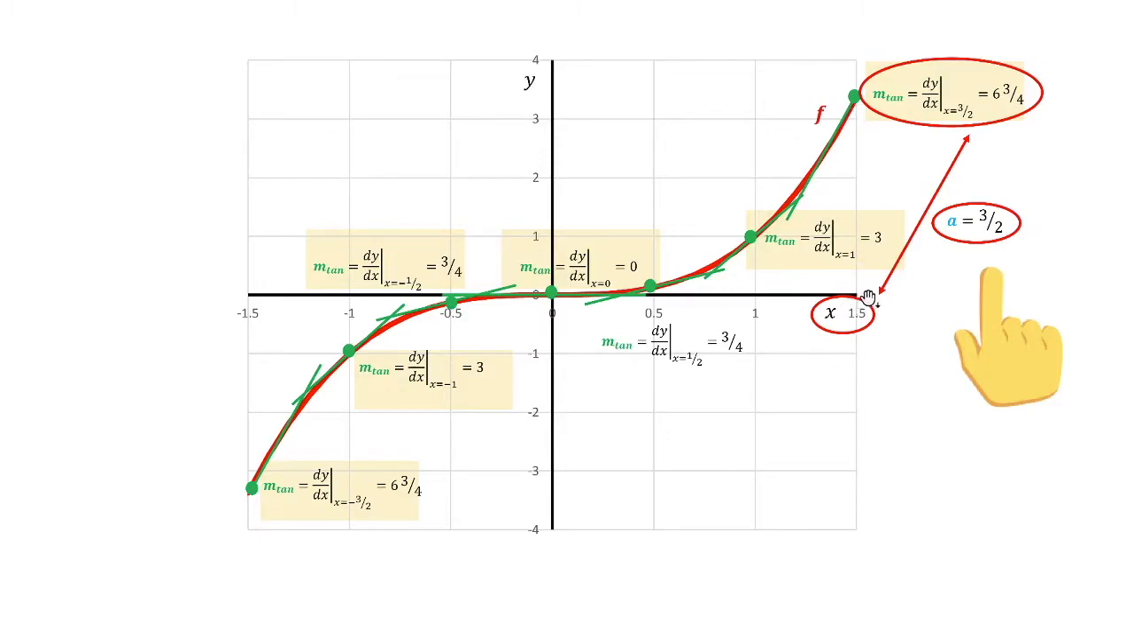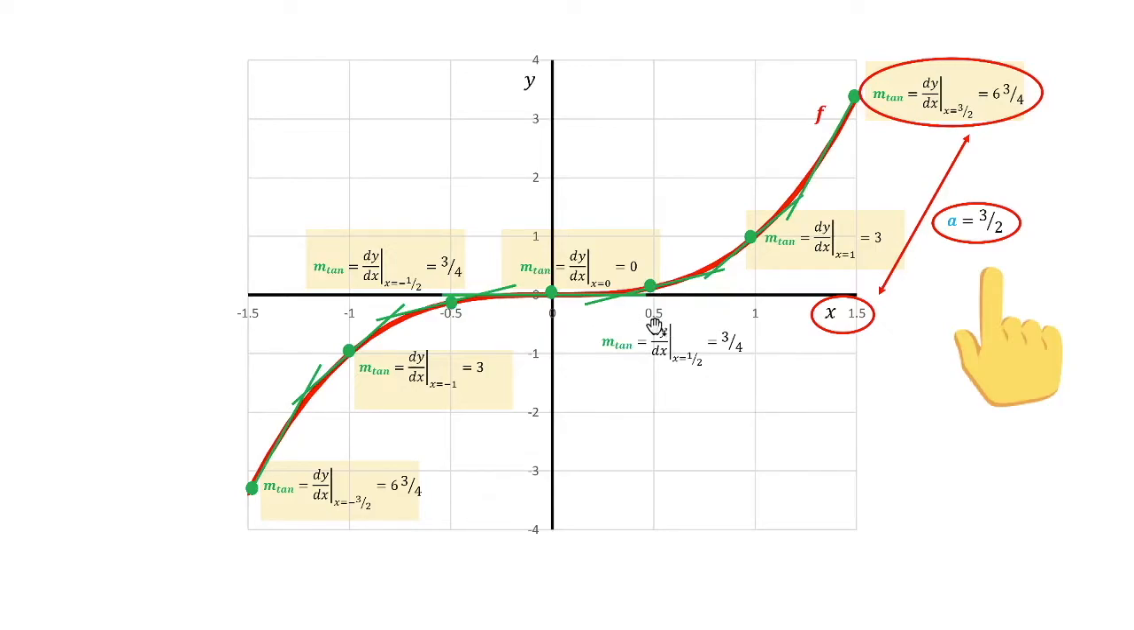So when I fix x to be a's 3/2, the slope of my tangent line is 6 3/4. So I get a slope, and I get a tangent line, and I get a linear approximation, all by saying that a is 3/2. If I take a to be 1, when x is a is 1, the slope is 3. And I have a point, and I have a slope, so I also have a tangent line and a linear approximation.